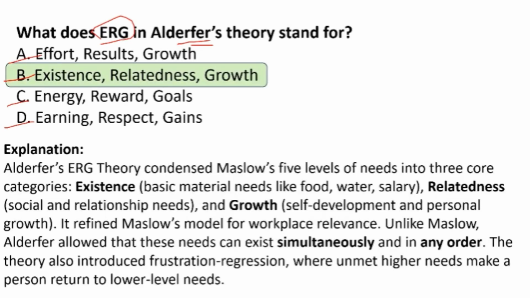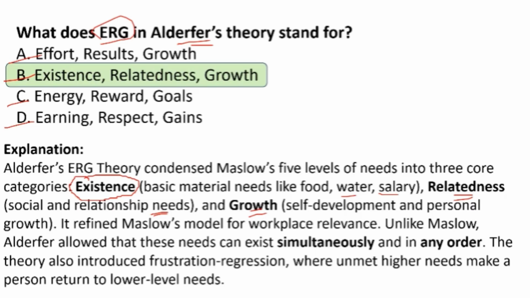Okay, Alderfer's theory condensed Maslow's 5 levels of needs into 3 core categories. One is existence: basic material needs like food, water, salary, that is the existence. Relatedness: social and relationship needs. And growth: self-development and personal growth. Clear? So these are the ERG of Alderfer's theory.